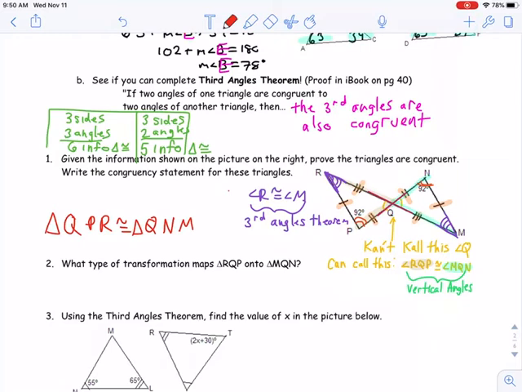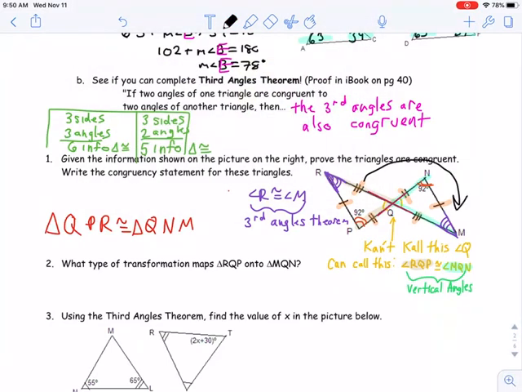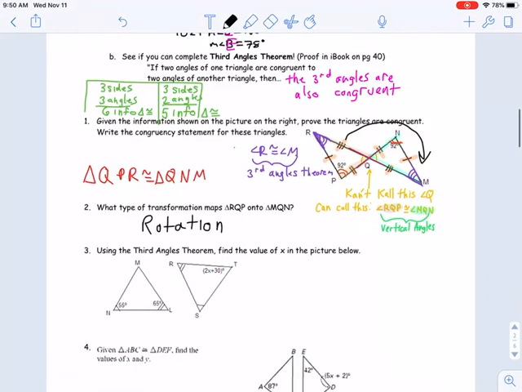And then what type of transformation maps this? All right, how do we go from these triangles? Well, it's just a simple rotation. All I did was rotate. So that's one problem using the third angles theorem. Now we got a couple more.